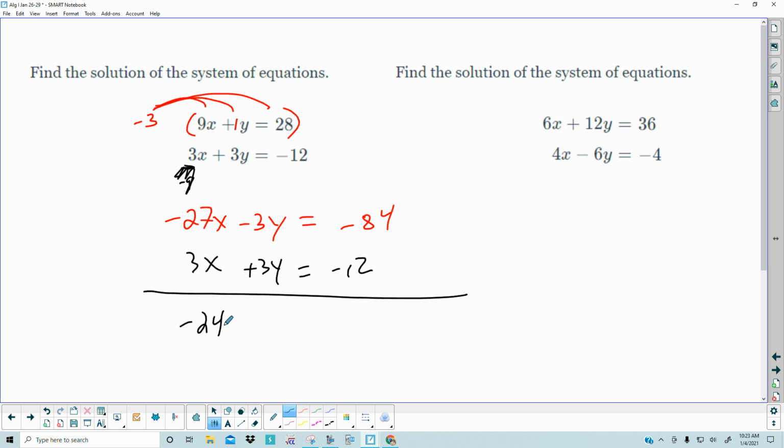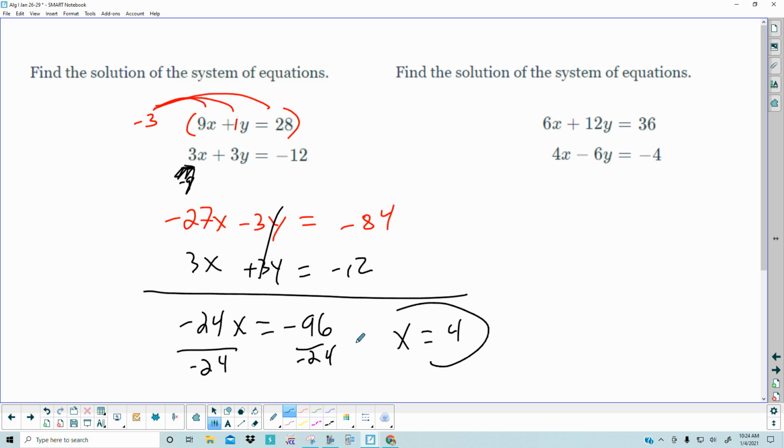So if I just add this together, equals -96. Then I'm going to divide by -24. And I get x equals, so 96 divided by 24. I know they're both negative, but oops, helps if I type it in right. So x is equal to 4.